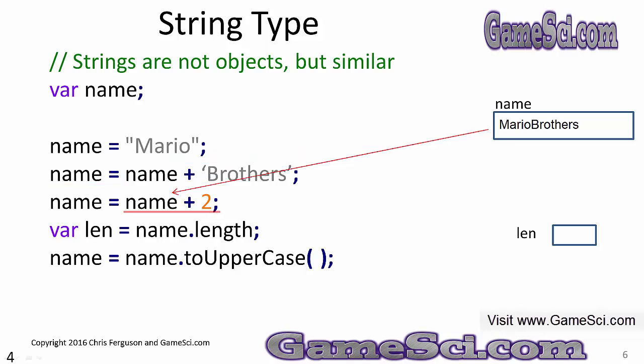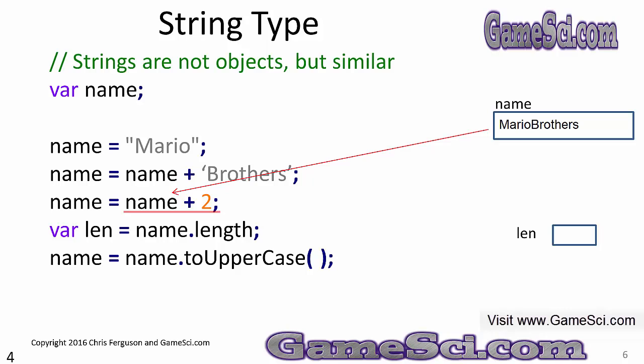What if you mix the two? Name is very much a string variable. So I'm going to pull Mario Brothers out of the name variable. Then I'm going to add a number to it. What did I just say? When you add numbers, it does numeric addition. But I'm not adding numbers here. I'm adding a string and a number.